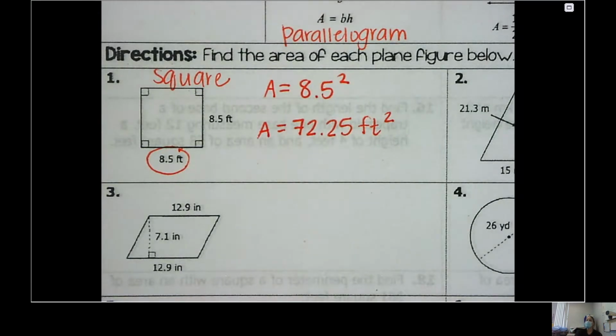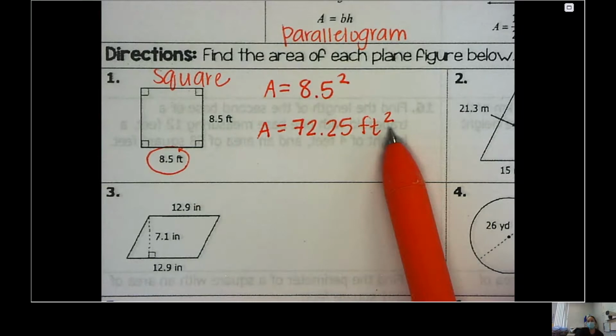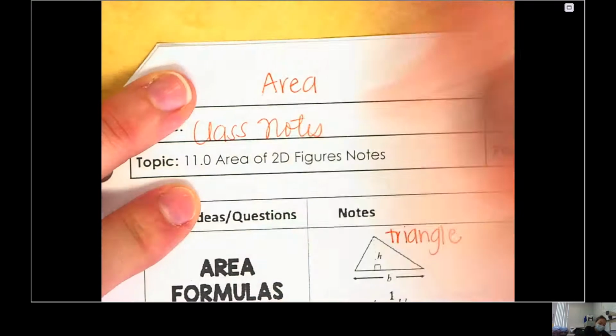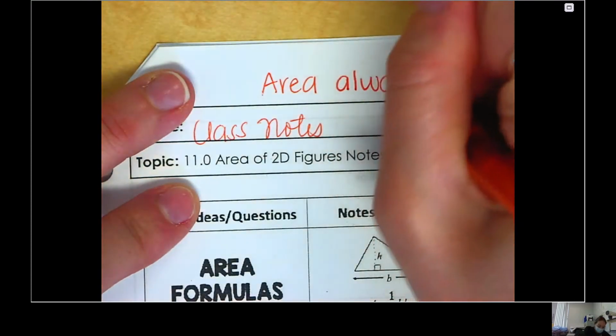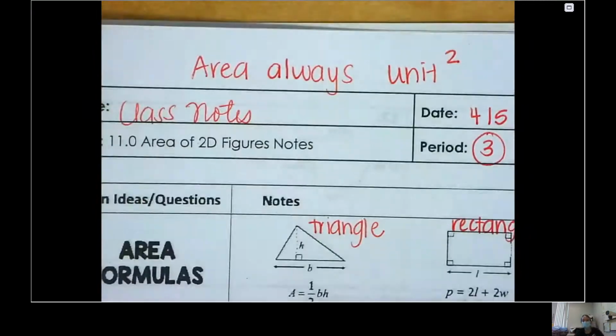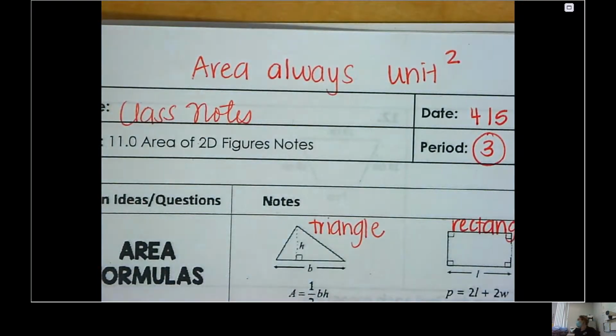So anytime you do area, you must have the squared. If you do not have the squared, it's going to be counted wrong. Okay, so area is always a unit squared. So I'm going to write that up at the top of my paper here. So area is always my unit squared. So whatever your unit is, whether it's feet, centimeters, kilometers, blah blah blah, doesn't matter, always has to be squared. If you don't put squared, you will get it marked as wrong. Okay, so it's always unit squared.